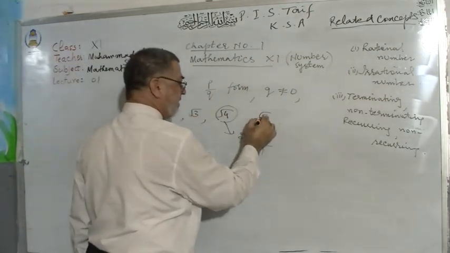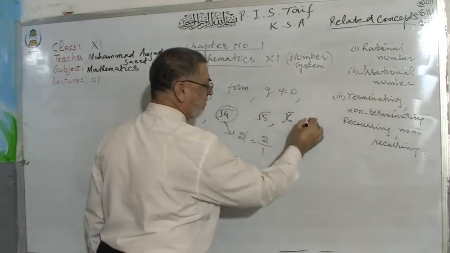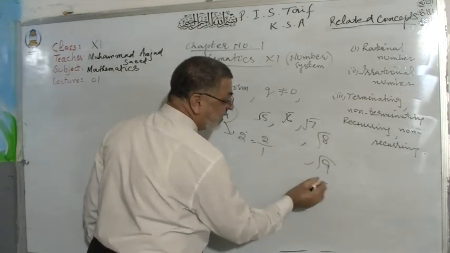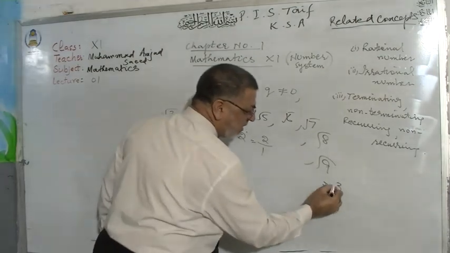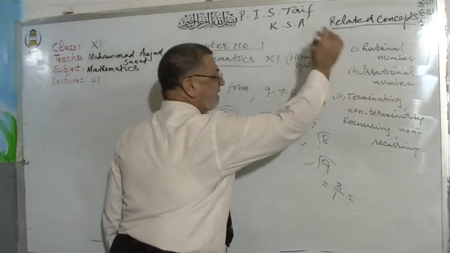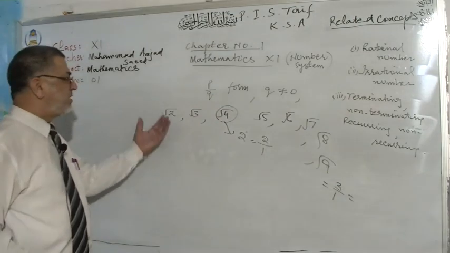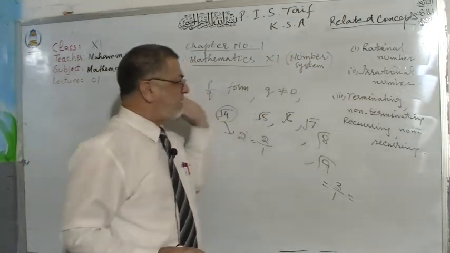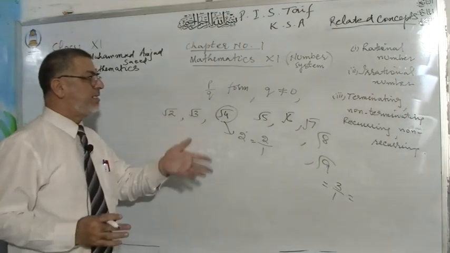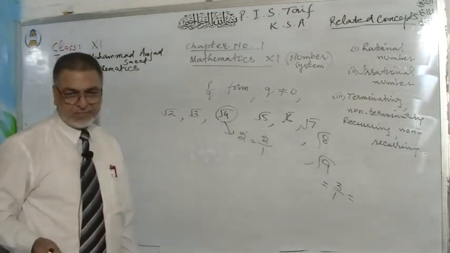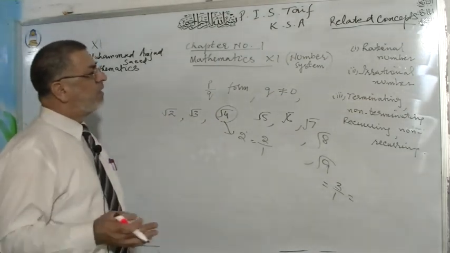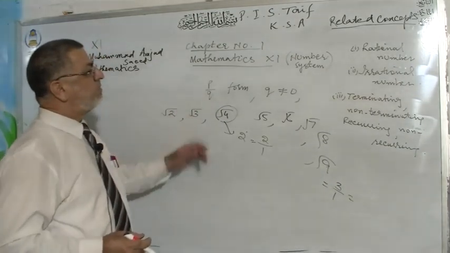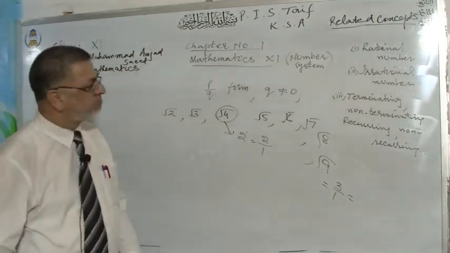For example, square root of 5, 6, 7, 8, and 9. Again, square root of 9 can be written as 3, that is 3 over 1, so it is a rational number. So dear students, I hope that you got the idea about rational numbers and irrational numbers. You have studied in the previous exercises and in previous classes, in class 9 even, in class 8 even, what is meant by rational and irrational numbers.